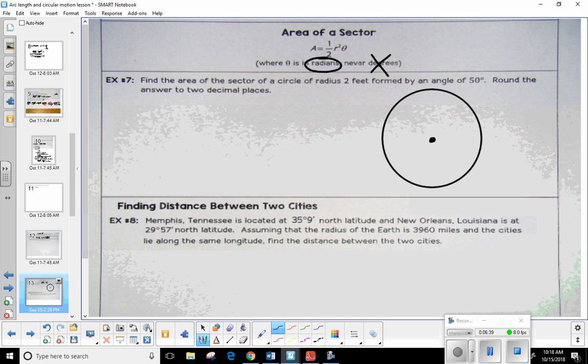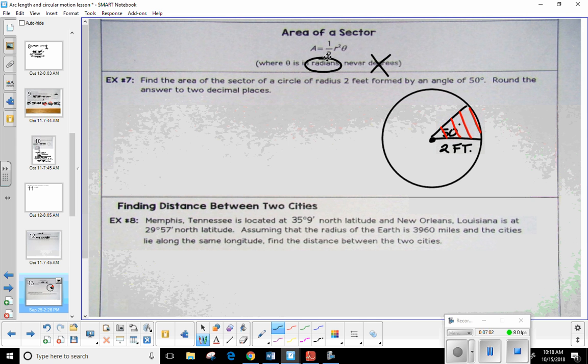Okay, so let's say we have our circle here with a radius of 2 feet. All right. There we go. So let's say 50 degrees is going to be like this. So it's not like before. We're not trying to find the arc length associated with that central angle. We're trying to find the area of that sector. So a portion of the full circle's area.